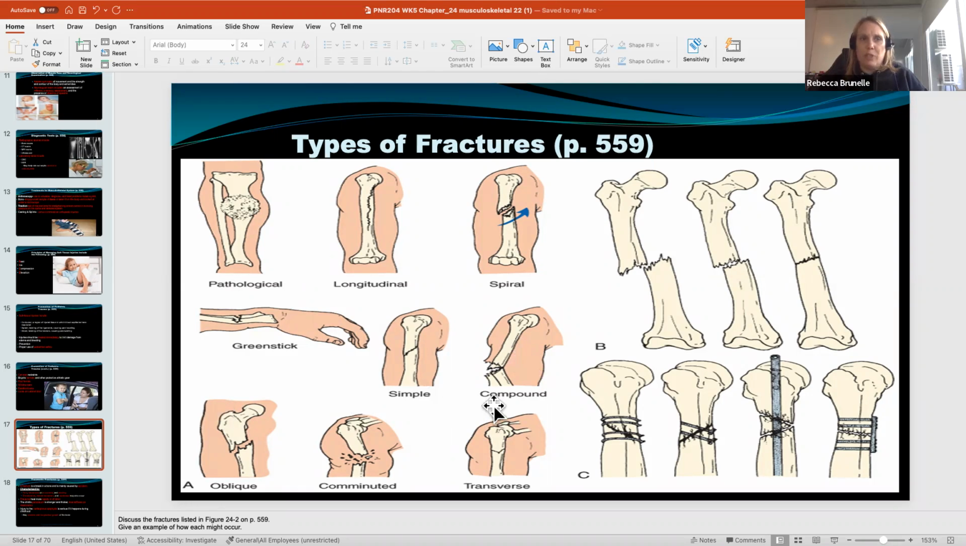Other fractures you should be able to differentiate between. A simple fracture, you can see there's just this line here, but the bone is still lined up. There hasn't been any movement of the bone in any direction. Whereas a compound fracture is broken and the bone is broken through the skin.